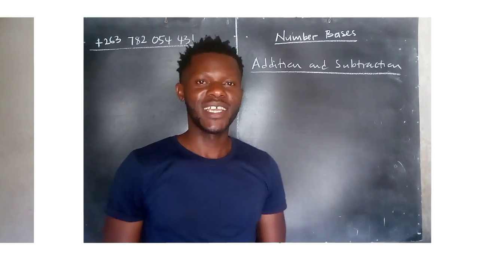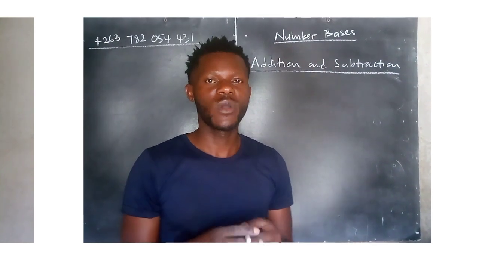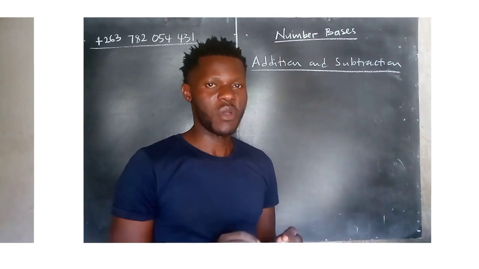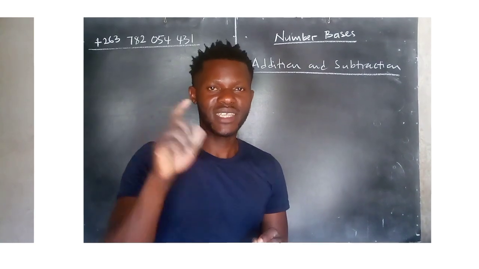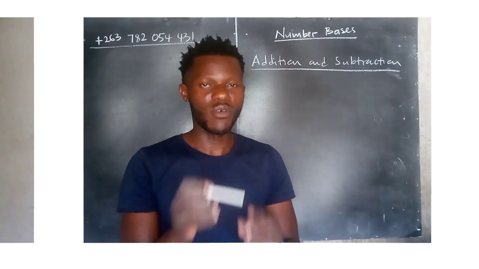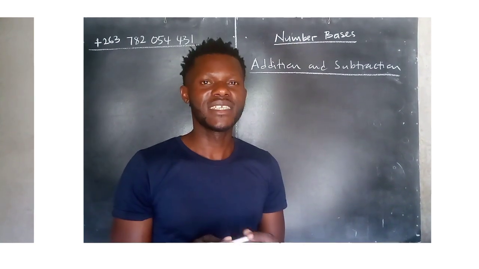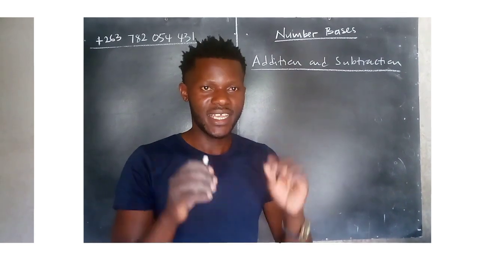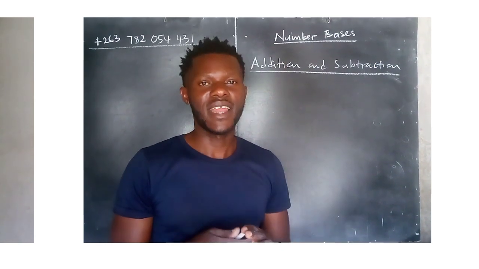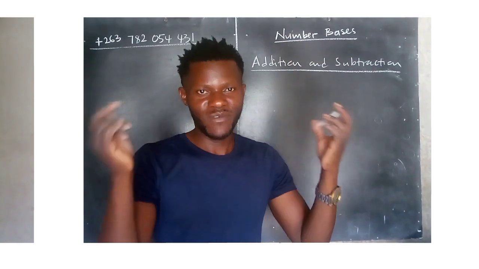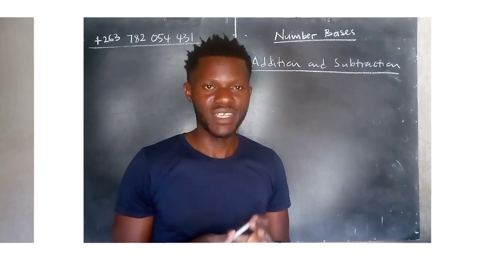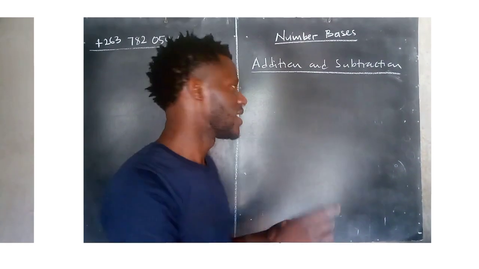Now let's talk about addition and subtraction of number bases. One thing, we can only add or subtract number bases if they are of the same base, which means it is impossible to directly add a number in base 8 and a number in base 5. They must be converted first to be of the same base, then you can add. Let's go through addition first.